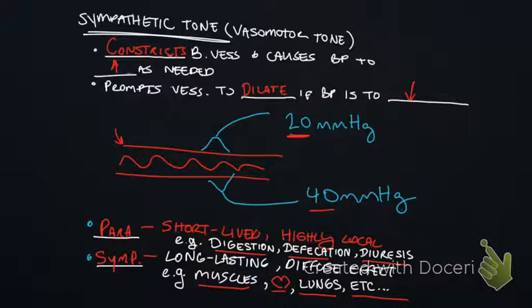Okay, so also know what sympathetic tone is. It constricts blood vessels and causes blood pressure to increase as needed, and vice versa. All right, so that's all that I have for the second part of chapter 15, the autonomic nervous system.